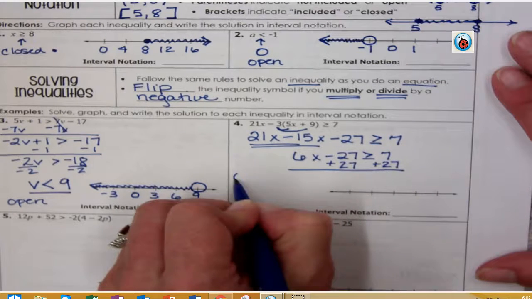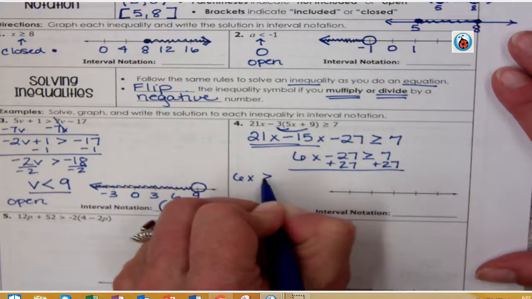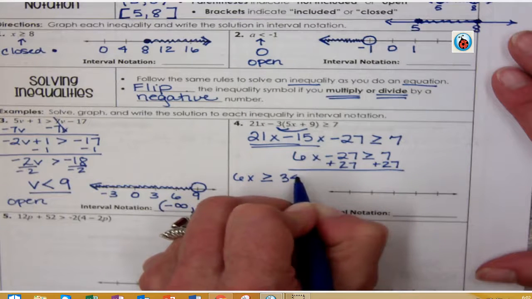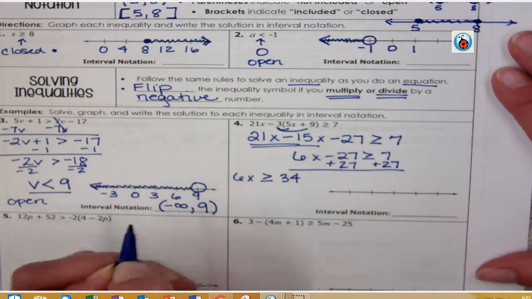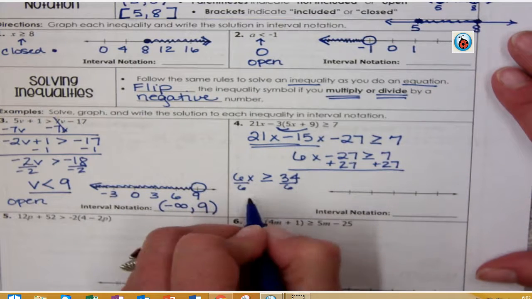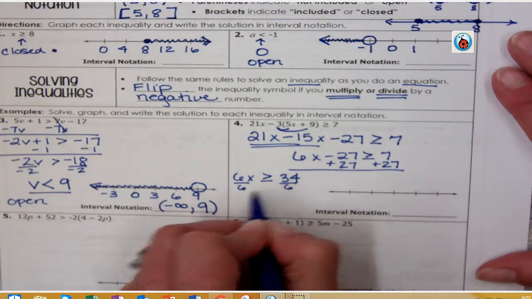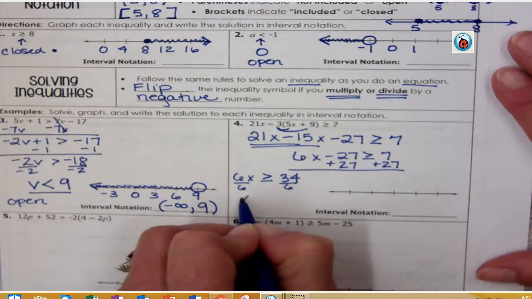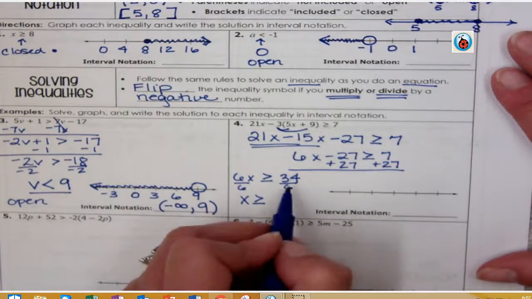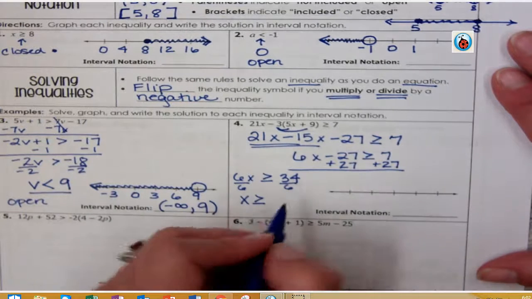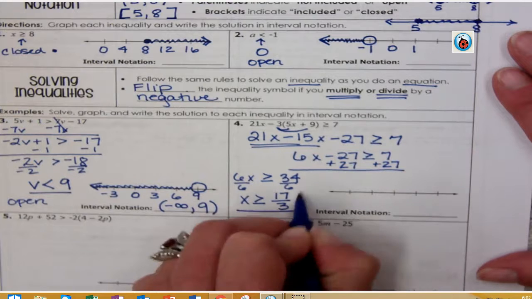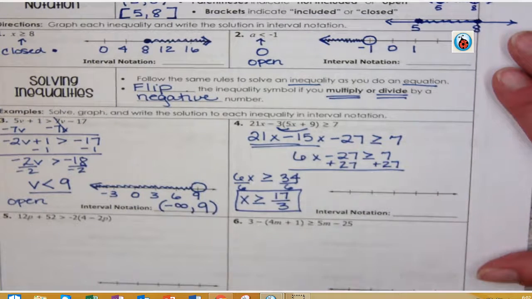And I'm going to move it over here a little bit. 6x greater than or equal to 34. Then divide by 6. I'm left with, now this is not a negative number, so I don't need to flip the sign. X is greater than or equal to, and I can reduce that from 34 divided by 6 to 17 divided by 3. How do you graph a fraction?